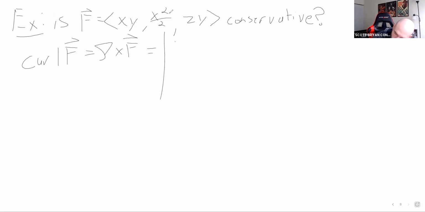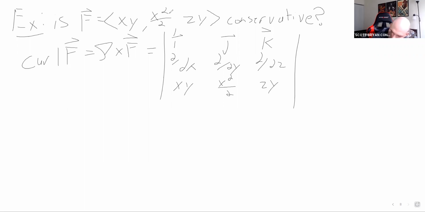So del cross F, really quickly. So we get xy, x squared over 2, zy. Okay, so we get d dy times zy, which is z, minus d dz times x squared over 2, which is 0. You can stop right there. First component's not equal to 0, so we already know we're not conservative. But we'll go ahead and check the rest.